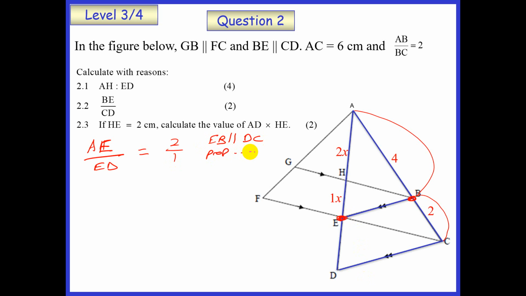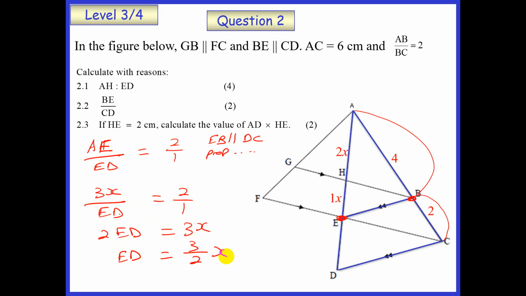But we know, if we look at the diagram, AE is 3x. So we could say 3x over ED is actually equal to 2 over 1, which is 2. Or we'll write it there. By cross multiplication we get 2ED, ED times 2 is 2ED, 3x times 1 is 3x, and that gives us ED to be equal to, dividing both sides by 2, 3 over 2 x. And 3 over 2 is actually 1.5.